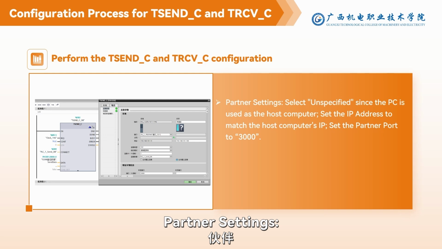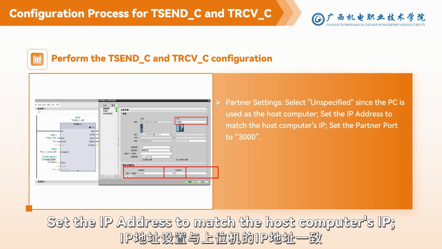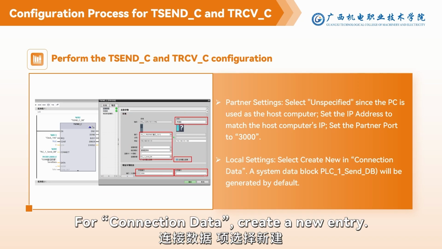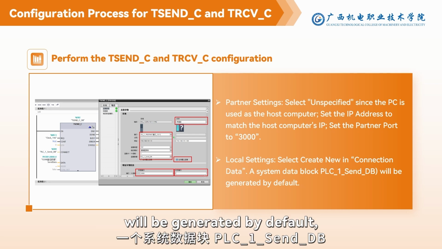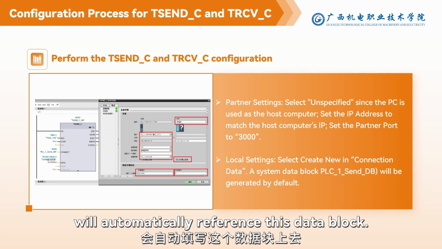Partner settings. Select unspecified since the PC is used as a host computer. Set the IP address to match the host computer's IP. Set the partner port to 3000. Local setting. For connection data, create a new entry. A system data block PLC1 send data will be generated by default, and the connect pin of the TSEND block will automatically reference this data block.